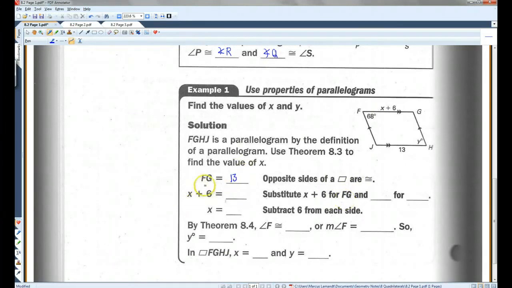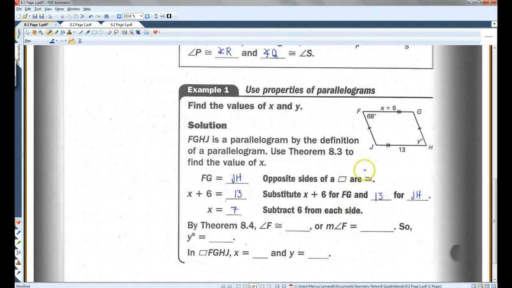Alright, actually, you know what? I think they want us to do this. FG equals JH because these are the two opposite sides. FG is x plus 6, JH is 13. So I substituted x plus 6 for FG, and I substituted 13 for JH. If I subtract 6 from both sides, x equals 7.